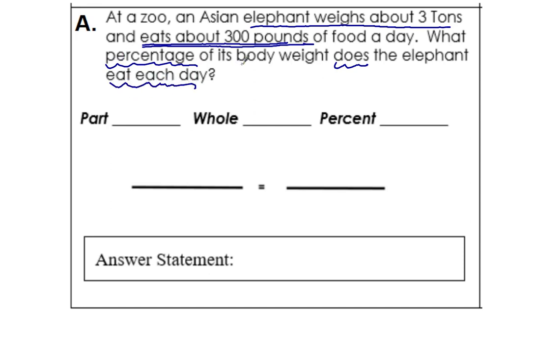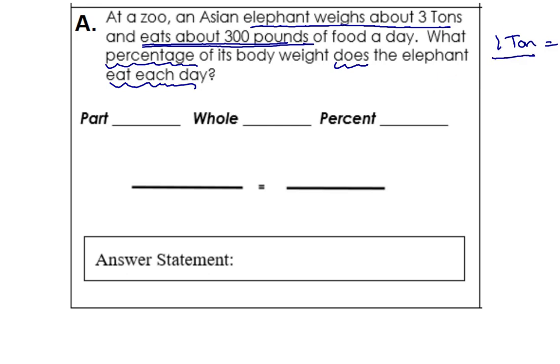One of the things you need to watch out for is that we have one number representing 3 tons, one number representing 300 pounds. These are two different weights, and we need to convert them into the same unit. Since we want to know the percentage that it eats each day, and eating is in pounds, we need to change the tons into pounds. So if you'll recall, 1 ton equals 2,000 pounds.